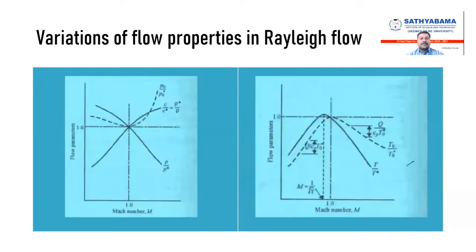Next, we are going to see the variation of flow properties. Here we have the Mach number and the flow parameters, like total pressure ratio, velocity ratio, density ratio, and pressure ratio. And similarly we have F by F star also. This F by F star is maintained constant from inlet to exit. At Mach number 1, on one side the Mach number is less than 1, that is subsonic, and on the other side the Mach number is greater than 1, and it is supersonic.